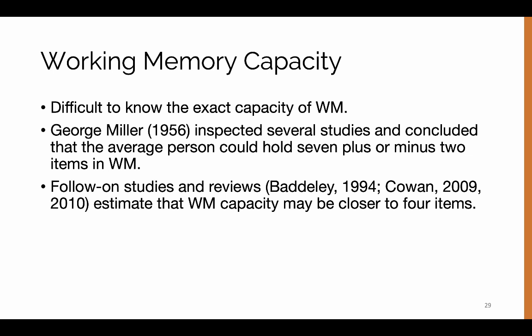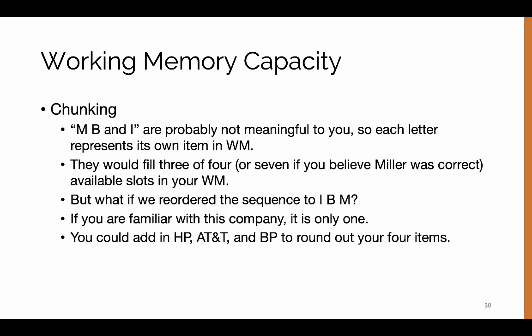And as a result, it represents a real bottleneck for us in terms of our cognitive abilities. We can only hold a little bit of information in there at any one time. On the other hand, it's hard to know exactly. Remember, we talked about 7 plus or minus 2 items. It's hard to know exactly what represents an item. So, for example, imagine we were coming up with letters and we just came up with M, B, and I.